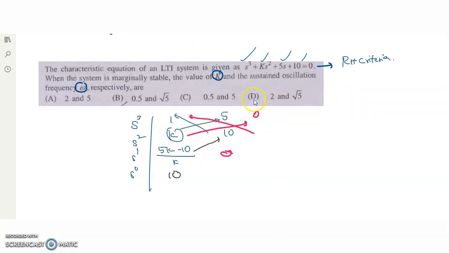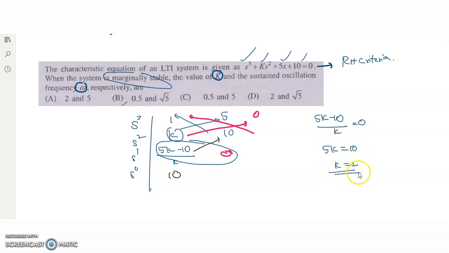From this, if the system has to be marginally stable, then any one of the rows must be completely 0. So I am taking this row. If this row has to be completely 0, then 5K minus 10 divided by K has to be 0. So 5K is equal to 10 and K is equal to 2. That means we got K as 2. So options B and C are wrong; either it might be option A or option D.